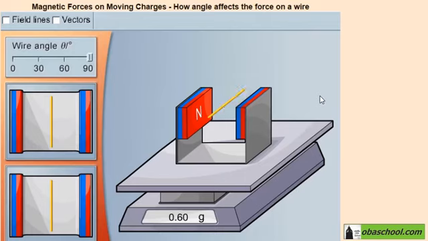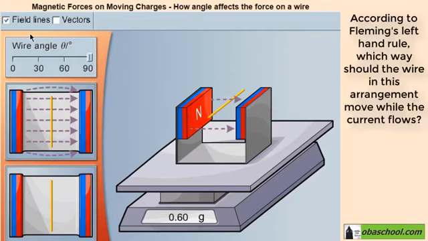The two small diagrams on the left show overhead views of the magnet assembly and the wire. Let's select field lines to show the lines of force that pass from one block magnet to the other. You will see that the lines of force also appear in the upper small diagram and that they are perpendicular to the wire. According to Fleming's left-hand rule, which way should the wire in this arrangement move while the current flows?